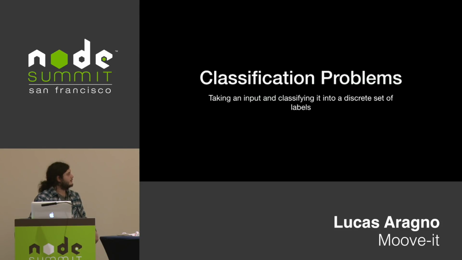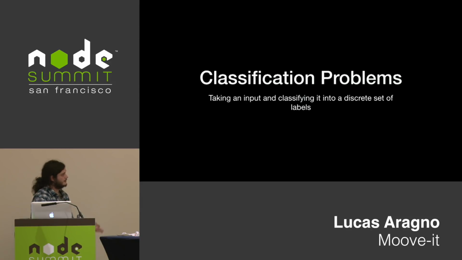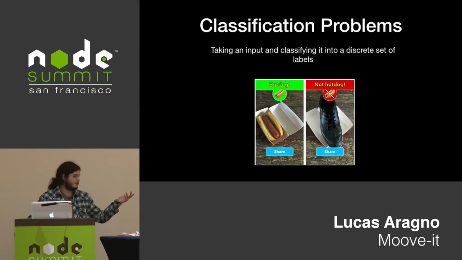Some problems that supervised learning solves are classification problems, which is basically you taking an input, and you need to classify that input among a set of labels. For example, an input being a picture, and a set of labels being that's a hot dog or it's not a hot dog.